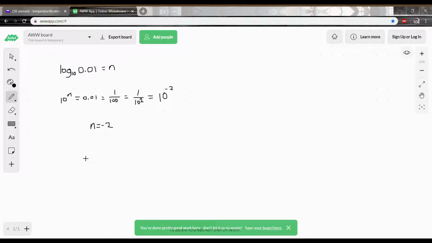So, on a scientific calculator, if you wanted to evaluate this expression, you would first type in 0.01, and then you would hit the log button, and it would give you the result of negative 2. On a graphing calculator like mine, you would first hit the log button, then you would type in 0.01, then you would hit enter, and that would give you n equals negative 2.